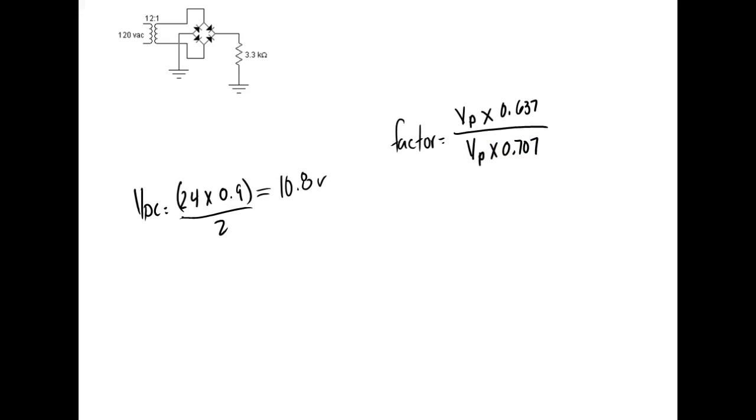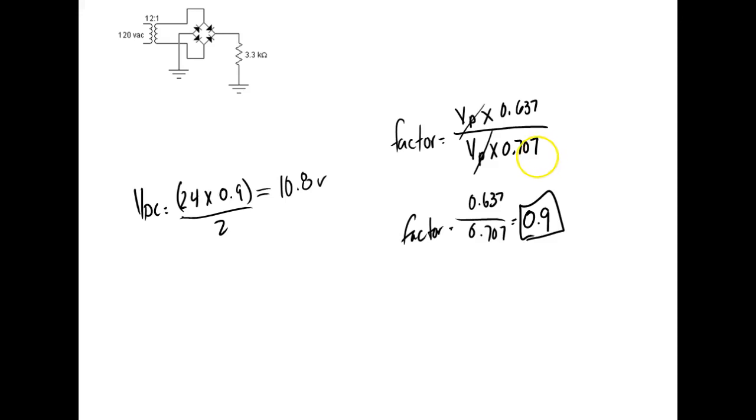So what do we do? What cancels? Okay. So that means the factor between my input and my output is going to be 0.637 divided by 0.707. What's 0.637 divided by 0.707? 0.90001 or something like that. So this is the way we calculate the output of a full wave bridge.